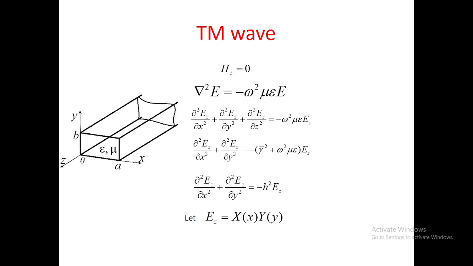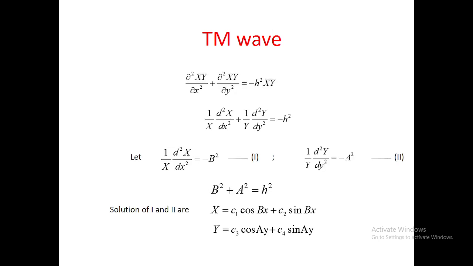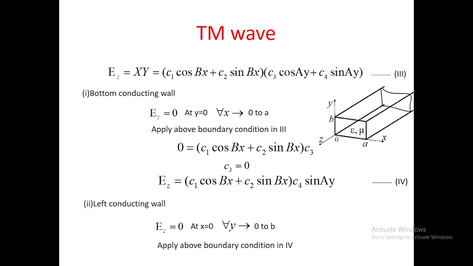Coming to TM wave, transverse magnetic wave, the condition is Hz equal to 0. First of all, I am taking the electric wave equation del square E equal to minus omega square mu epsilon E. Then assume Ez equal to X(x)Y(y), where X is a function of x only and Y is a function of y only. Then the Ez equation is Ez equal to (C1 cos Bx plus C2 sin Bx) into (C3 cos Ay plus C4 sin Ay).